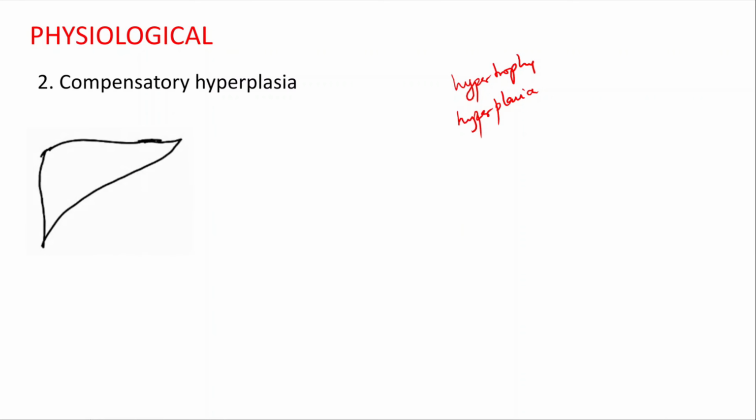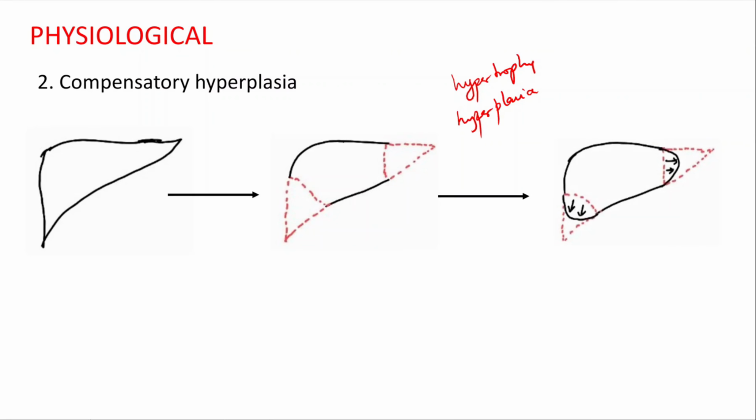The second example of physiological hyperplasia is compensatory hyperplasia, which is mainly caused by loss of functional tissue, which results in increased functional demand. The most common example for this is compensatory hyperplasia of the liver post partial hepatectomy, where when a part of the liver is removed by partial hepatectomy, the remaining part of the liver which stays in the body increases in size by hyperplasia to restore the removed part of the liver.